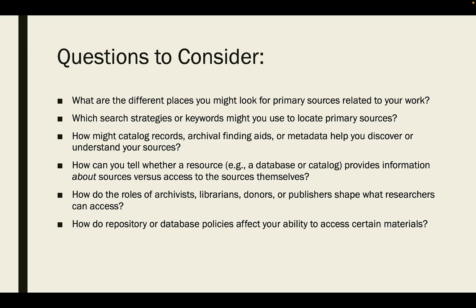Some questions to consider in this area are: what are the different places you might look for primary sources related to your work? Which search strategies or keywords might you use to locate primary sources? How might catalog records, archival finding aids, or metadata help you discover or understand your sources? How can you tell whether a resource, for example a database or catalog, provides information about sources versus access to the sources themselves? How do the roles of archivists, librarians, donors, or publishers shape what researchers can access? And how do repository or database policies affect your ability to access certain materials?